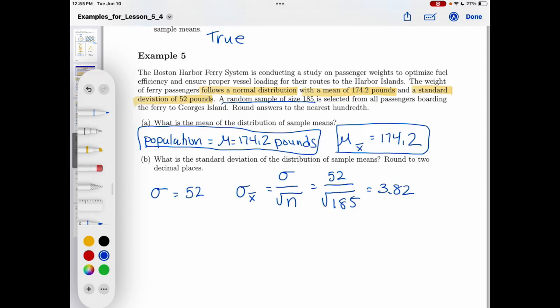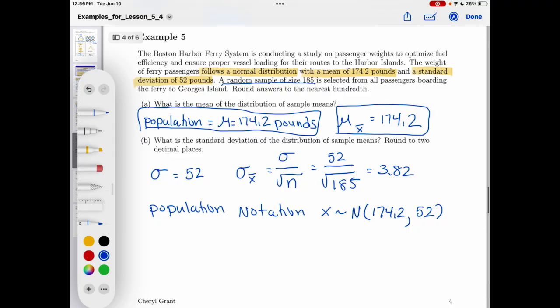Now, for the sake of practicing, the population notation looks like this. When we're talking about the population, we're talking about the individual weight values of individual people. So it's going to look like this. We have the mean, we're told, is 174.2, and the standard deviation is 52.